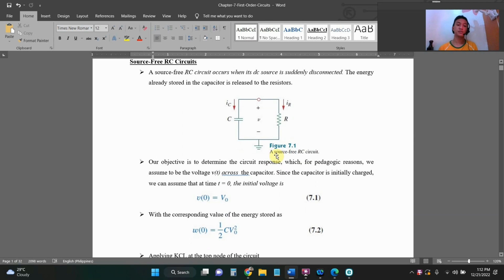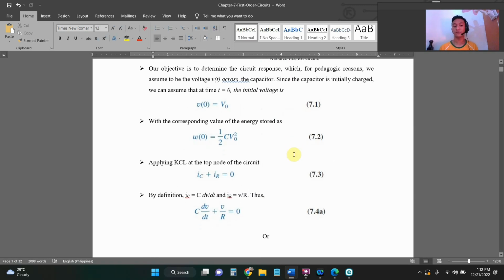Our objective is to determine the response, which for pedagogical reasons we assume to be the voltage across the capacitor. Since the capacitor is initially charged, we can assume that at time t equals 0, the initial voltage is v(0) equals V sub 0. The corresponding value of the energy stored in the capacitor is w equals 1/2 CV squared.